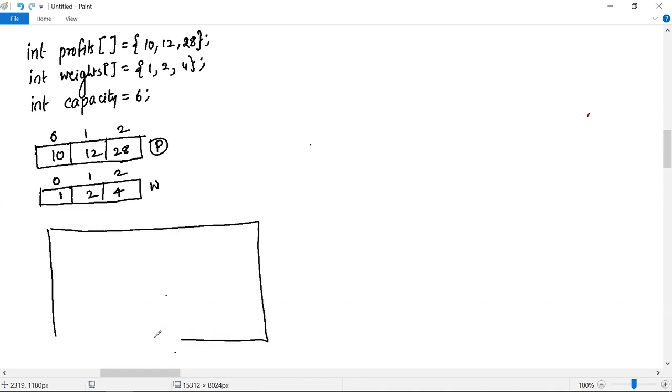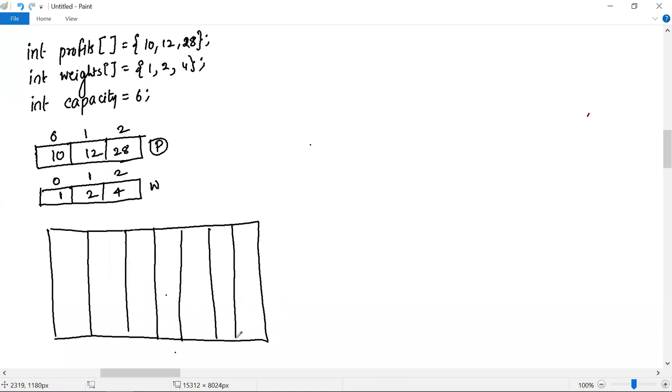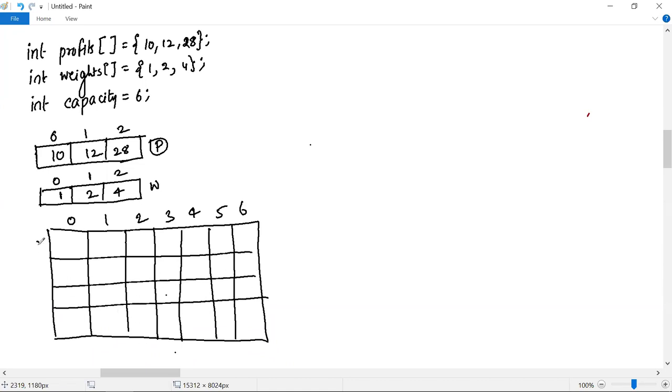What are the cases we are talking about? I'll just show you. 0, 1, 2, 3, 4, 5, 6. Perfect. 0, 1, 2, 3. Now let's consider the scenario like this: KS of 3, 6. What does it mean? You are considering the third object. Third object, correct?